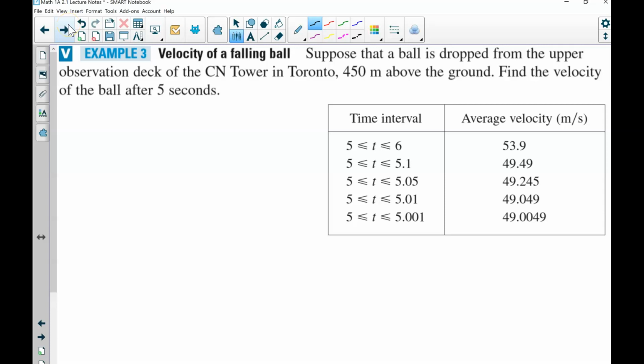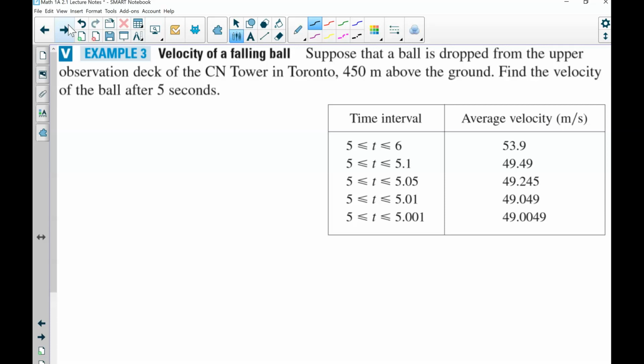All right, so through experiments carried out 4 centuries ago, Galileo discovered that the distance fallen by any freely falling object is proportional to the square of the time it has been falling. Now, this model for free fall neglects air resistance. If the distance fallen after t seconds is denoted by s of t and measured in meters, then Galileo's law is expressed by the equation.